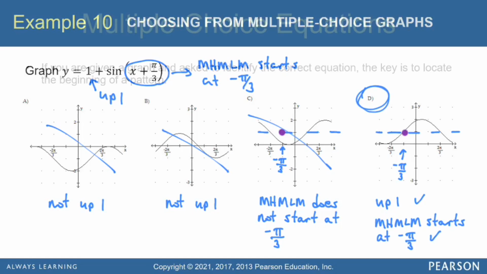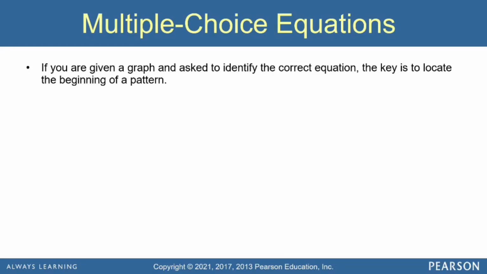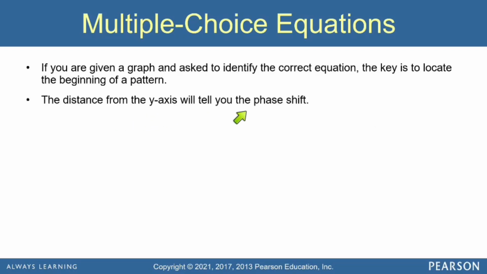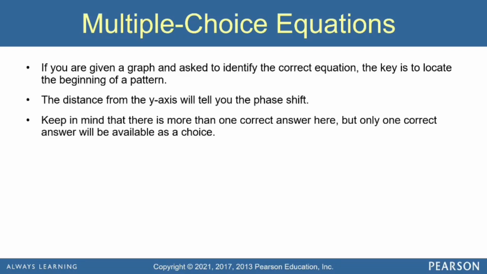correct choice. Now the other type of multiple choice question that you can see is when you're given a graph and asked to identify the correct equation. In this case, the key is going to be to locate the beginning of a pattern on your graph. And then the distance from the y-axis will tell you the phase shift. Keep in mind that while there might be more than one correct answer that exists, only one correct answer will be available as a choice. And it's important to read the instructions because sometimes those will help you cut down on the number of possibilities.